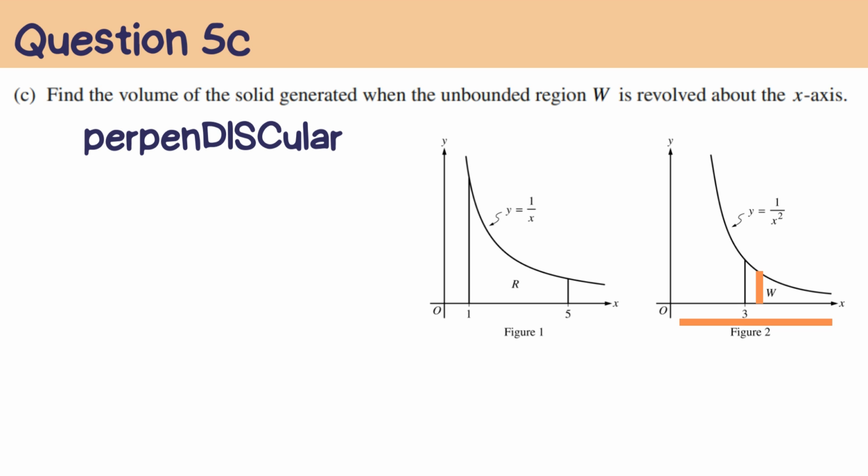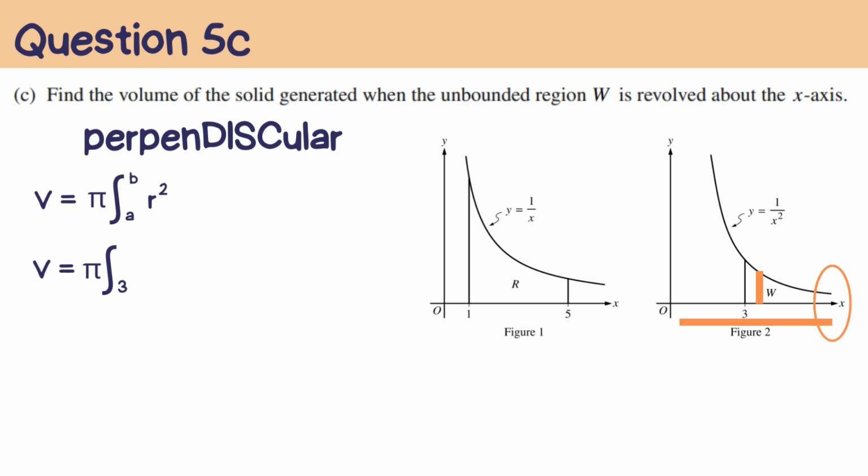And it's also not revolving around some line, so it won't be a washer either, so it must be a disk. Okay, and so for the equation for the disk, it will be this, where r is the top minus bottom equation. So the volume is equal to pi, and my integral bounds are actually going to be treated like an improper integral, since it is an unbounded region.